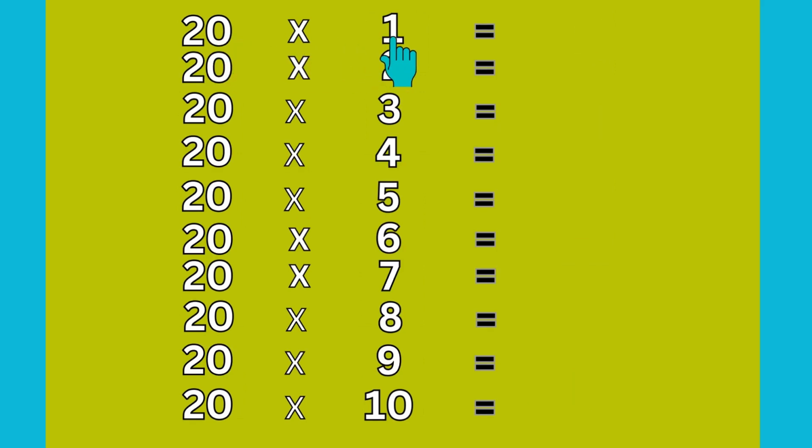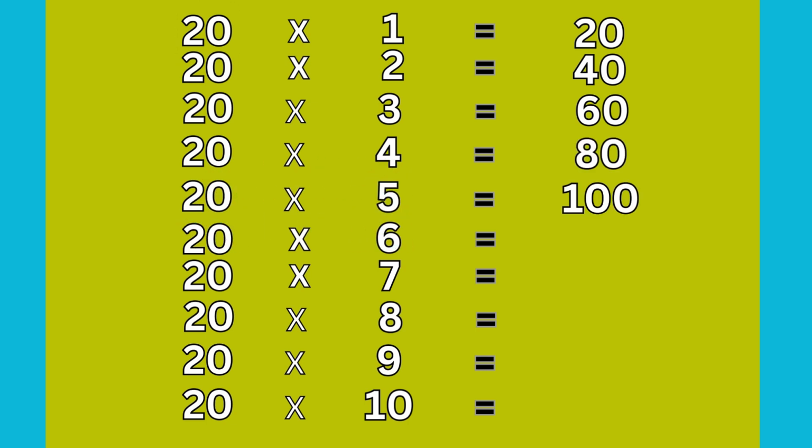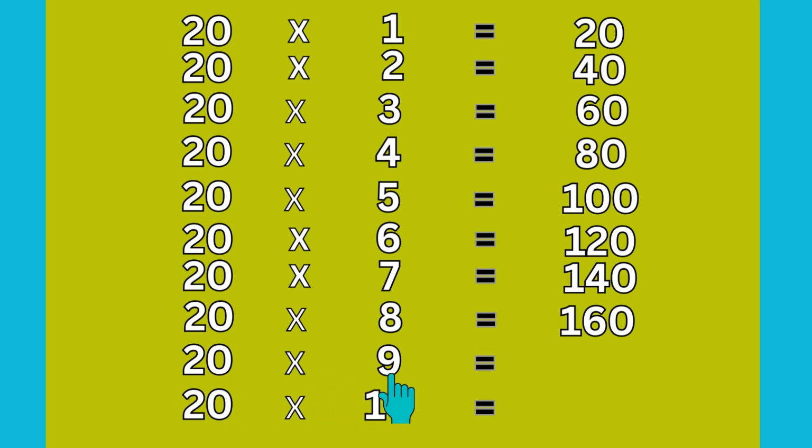20 ones are 20, 20 twos are 40, 20 threes are 60, 20 fours are 80, 20 fives are 100, 20 sixes are 120, 20 sevens are 140, 20 eights are 160, 20 nines are 180, 20 tens are 200.